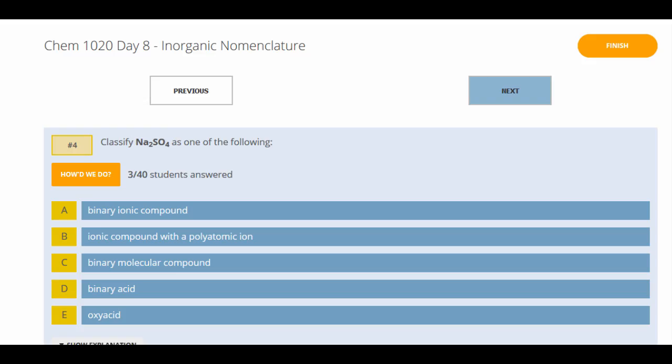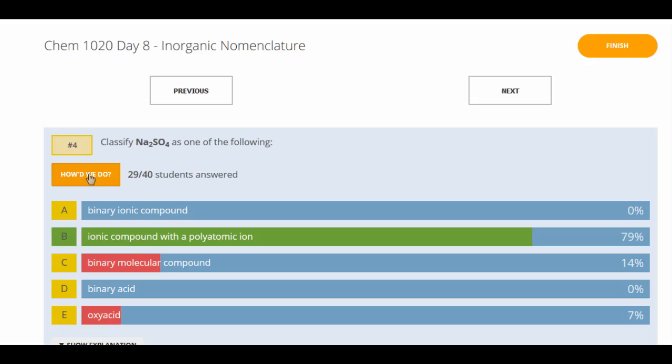Any questions? Next up, Na2SO4 is which of the following? Is this a binary ionic compound? An ionic compound with polyatomic ion? Binary molecular, binary acid, or oxyacid? Let's get our answers locked in. We'll count down: 5, 4, 3, 2, 1.